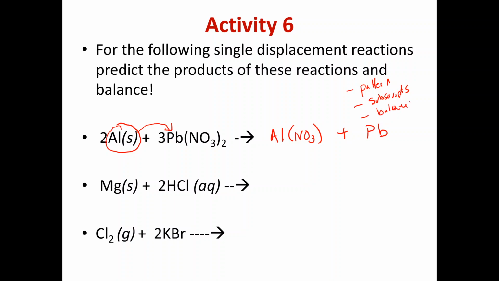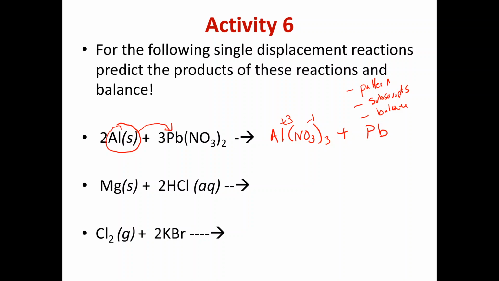So that's what we have to do for this, and you're going to find these types of problems in your homework. So aluminum is +3. Nitrate, if you remember, is -1. So this is the right formula for aluminum nitrate. As far as lead is concerned, that is monatomic. So now we can balance it.